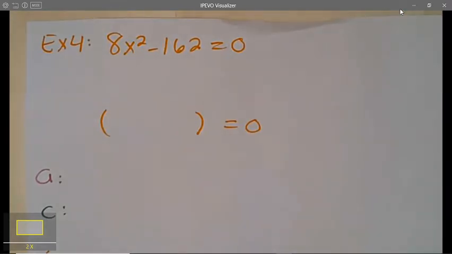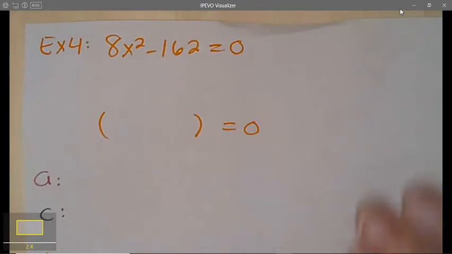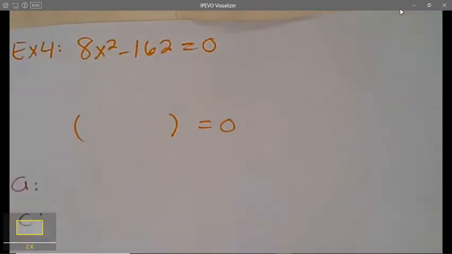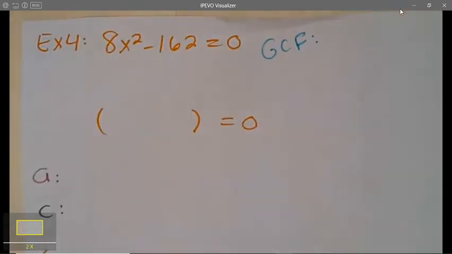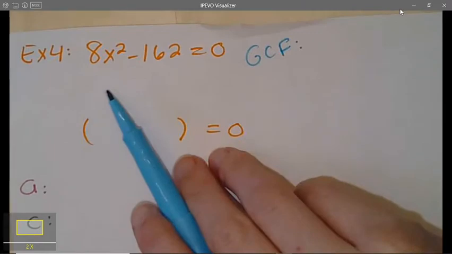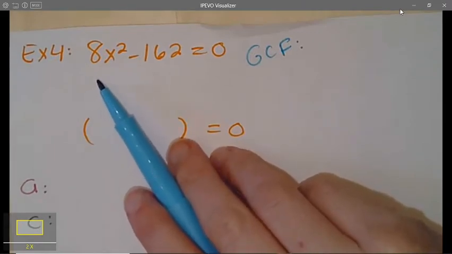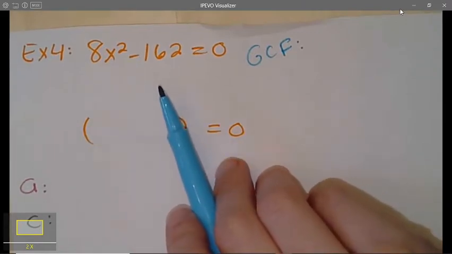What is the first factoring technique you should always try first before trying any other technique? Precisely, you guys. You should always factor out the GCF first. So I'm going to factor out the GCF. Let's see if there is one. Sometimes there's not. So what is the largest number that will divide into 8 and 162?